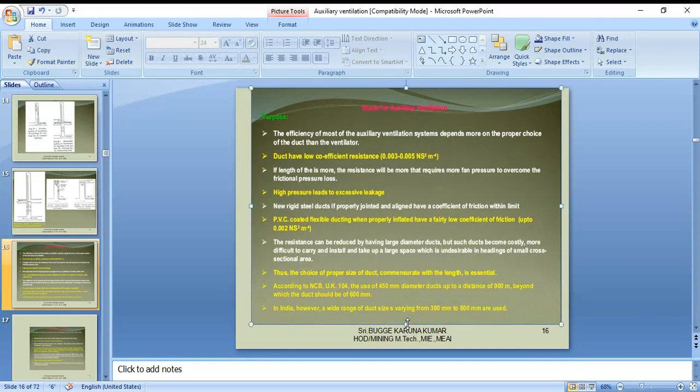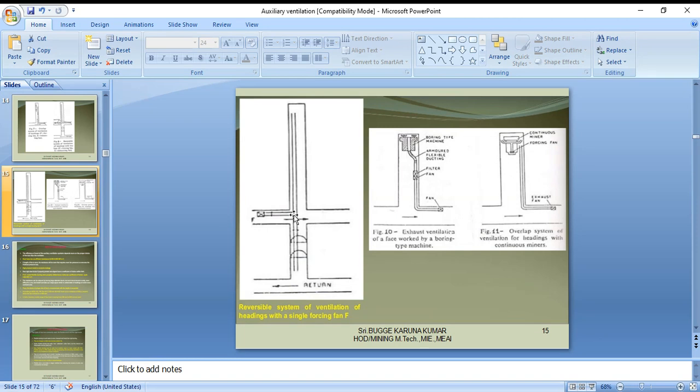The efficiency of most of the auxiliary ventilation systems depends more on the proper choice of the duct than the ventilator. This is very important. In the auxiliary ventilation, mostly the above figures you observed, above sketches, every operation's efficiency depends on the tube. This is a tube. This is called a duct.